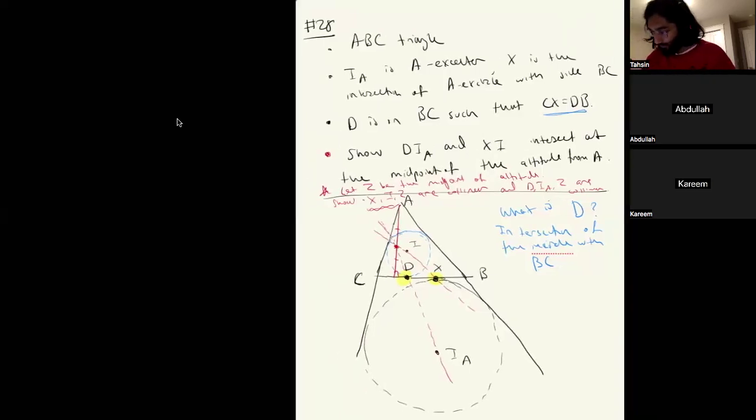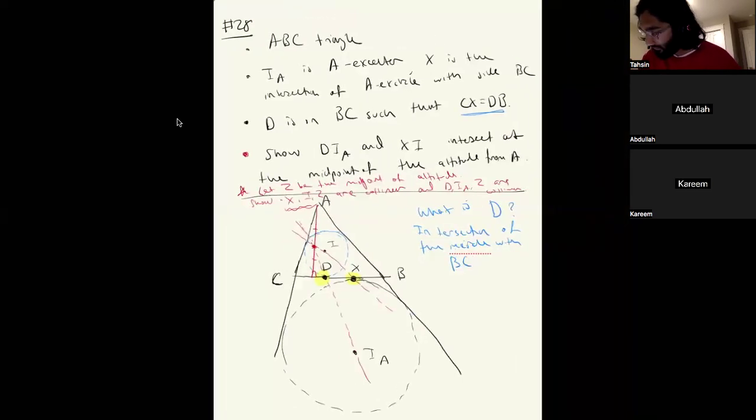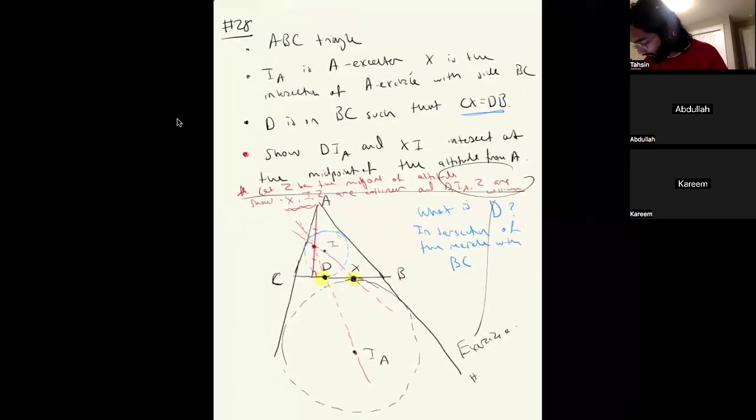Maybe I'll just write it: this part will be an exercise. And maybe number 29 can also be an exercise, because I think number 29 is a very similar problem.